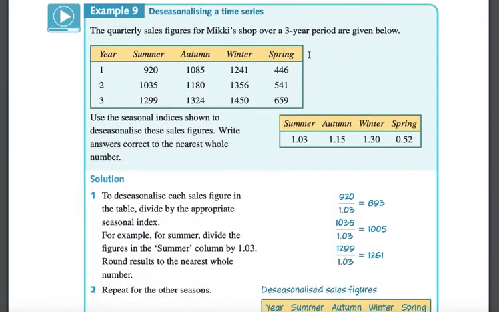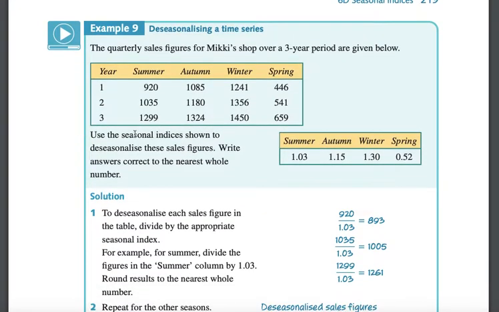So let's do a time series. The quarterly sales figures for Mickey's shop over a 3-year period are given. Alright, so let's have a look at this.